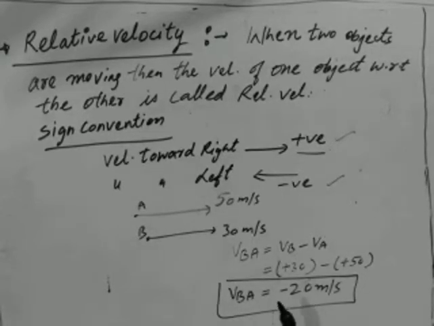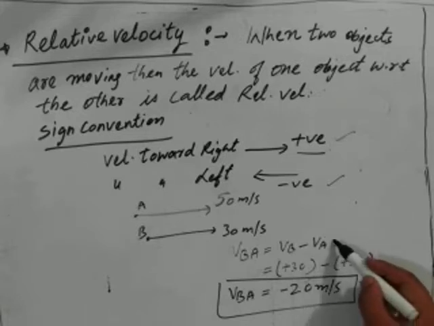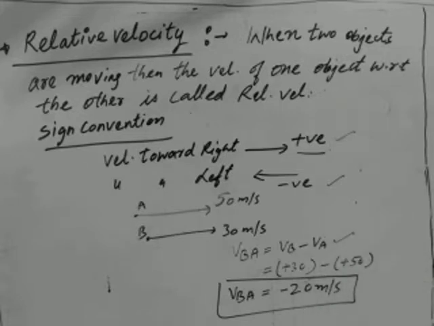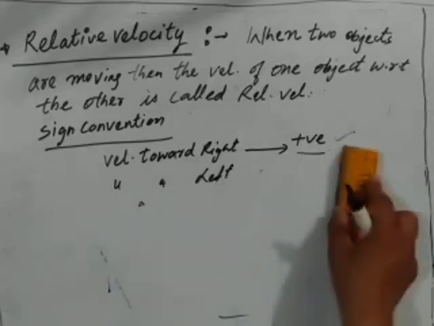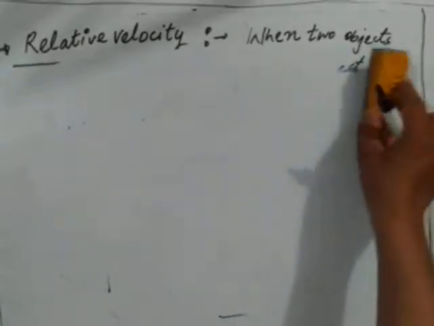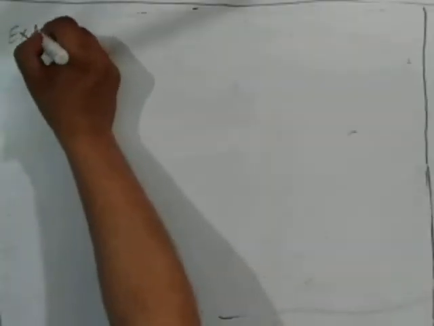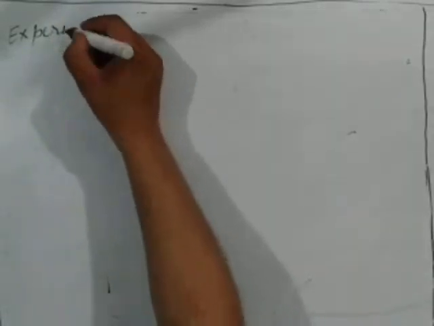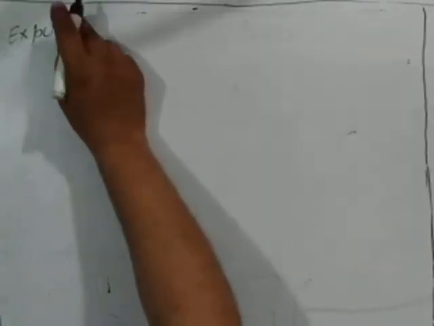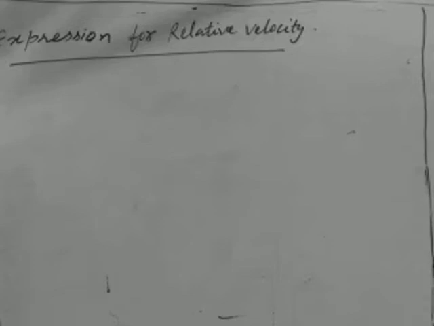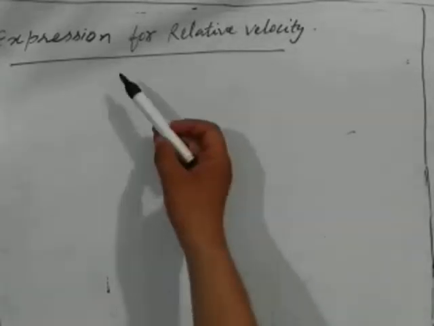Now this was the direct method which we have used to calculate the relative velocity between the two objects. Now there is another method to calculate the relative velocity between the two objects. Now the expression for relative velocity.